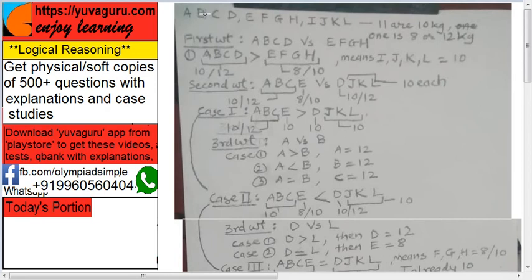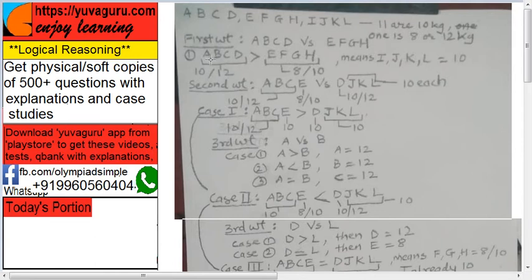These are the 12 persons, A, B, C, D up to L. 11 are of 10 kg and one is either 8 or 12. We don't know. First weigh ABCD versus EFGH. Case 1: if ABCD is greater than EFGH, then what?